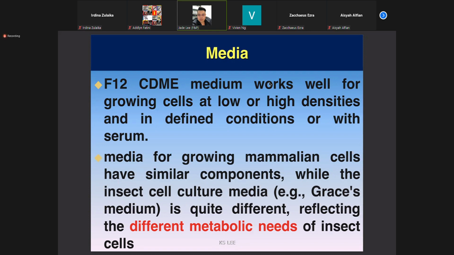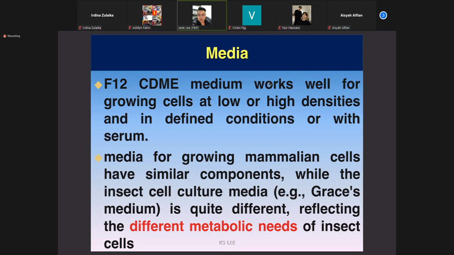While media for growing mammalian cells have similar components, the insect cell culture media, for example, Grace's media, is quite different, reflecting the different metabolic needs of the insect cell. So remember that, as I said earlier on, the characteristics of the cell lines are different. For example, mammalian cells and insect cells have different characteristics, and hence they also have different metabolic needs. And that's why they also need different types of media for them to grow. So it makes sense, right?